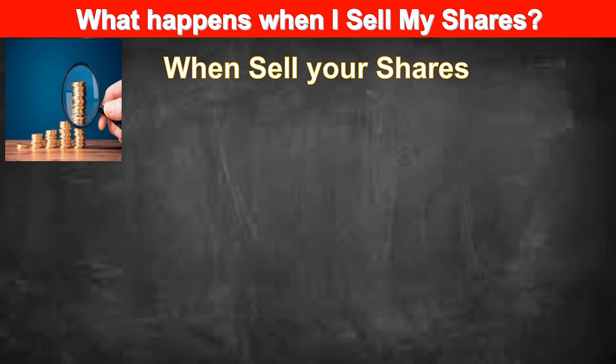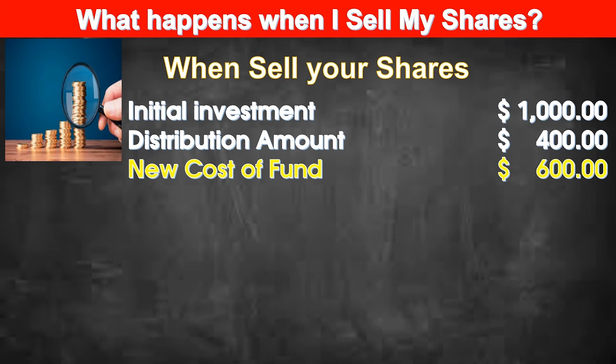So what happens when I sell my shares? Well, basically the same thing is going to happen when you sell your shares. The initial investment you had was $1,000. Your distribution amount was $400. So say we're going through this, and 10 months down the road, I decide I'm cashing out. This isn't worthwhile. It isn't growing. Nothing's happening. I'm going to cash it out.